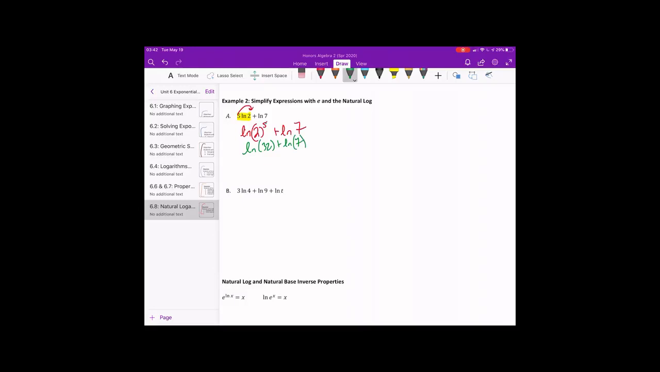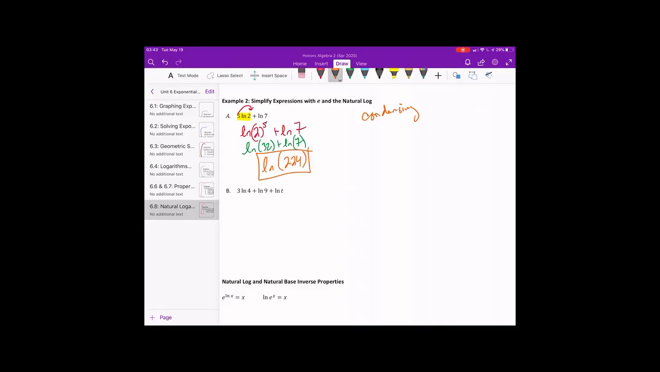Now this is the product property, so we'll take the 32 and the 7 and multiply them together, and so the natural log of 224. This is also called, you'll see this in some places, condensing logarithms. We're going from having multiple logs added or subtracted together to one singular log.